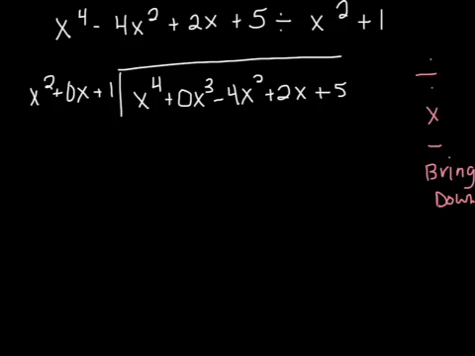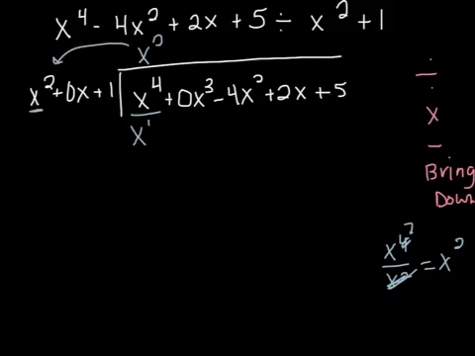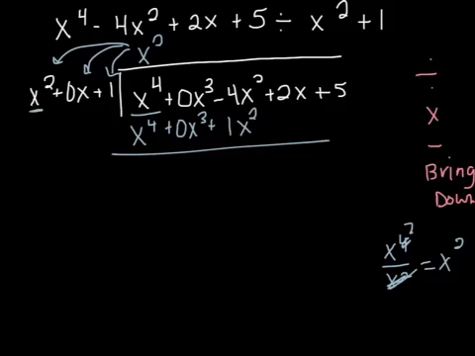All right, division. The first thing I'm going to do is divide. I'm going to take this and divide it by this. x to the 4th divided by x squared. Well, I can take 2 of those away, so I'm left with an x squared. Multiply, so I'm going to distribute. That gives me x to the 4th. That gives me 0x to the 3rd. And that gives me plus 1x squared.